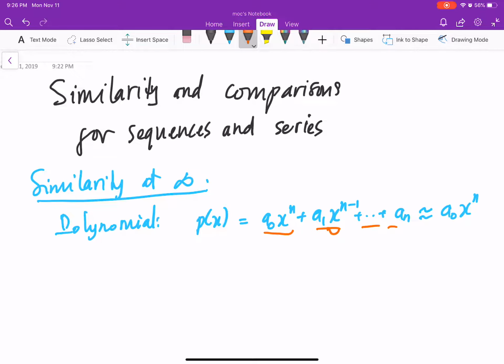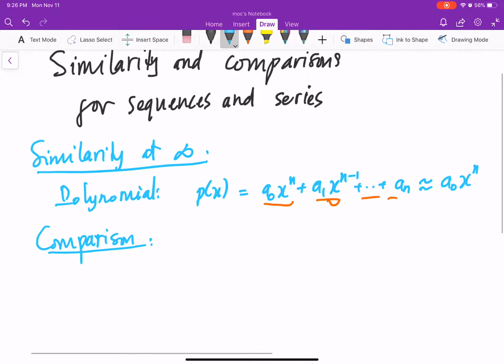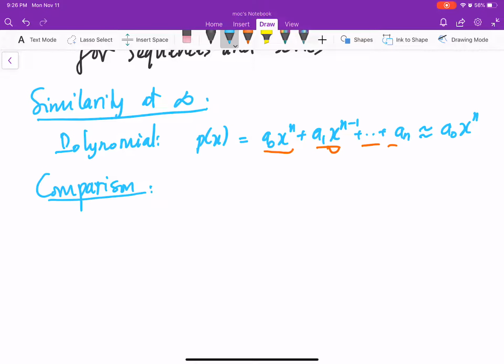Okay. And how about comparison? Here I would like to compare three functions. The first one is ln of x to any power p in here, and the polynomial x to the m, and e to the x.